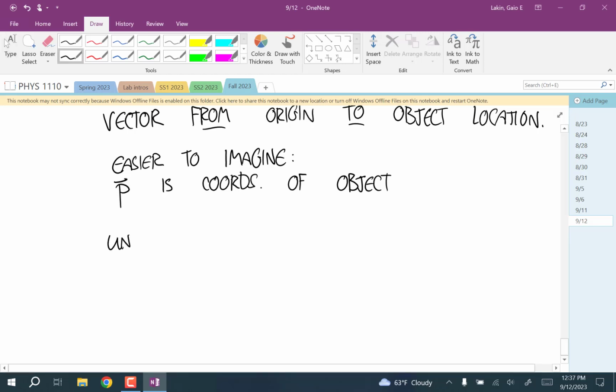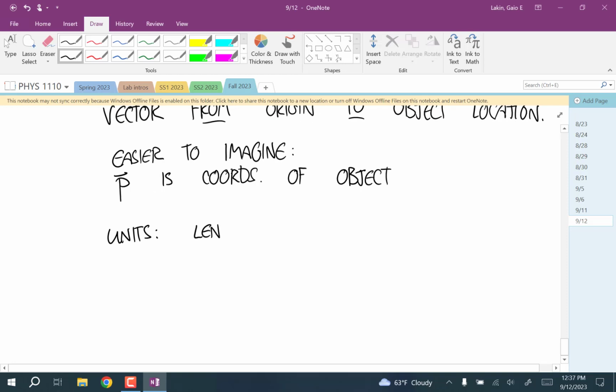The units for position. So vectors don't have their own units. They're just kind of like a mathematical object, the same as a number is. So you can have a vector represent things with all sorts of units. The units for 2D are going to be all the same as the units were in 1D. So the units for position are going to be length. And that means the SI units for a position vector are going to be meters. Okay?